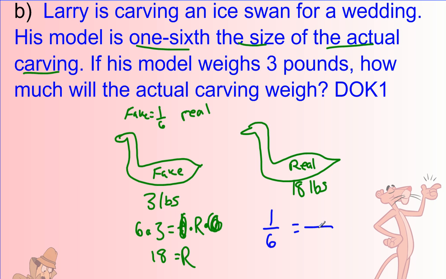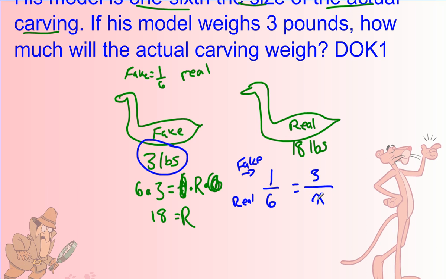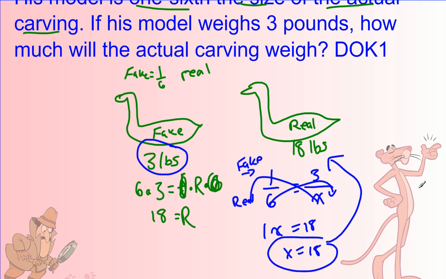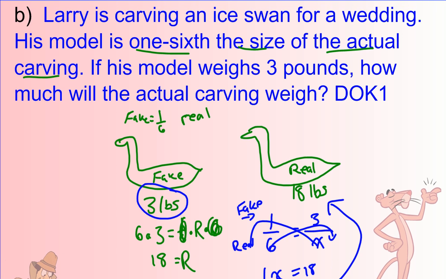And so if we take our scale factor, and this would be the fake to real, well, the fake weight of this swan is 3 pounds. The real weight, we need to figure out. And if we cross multiply this, because they are similar, 1 times x is 1x, 6 times 3 is 18, and we get x equals 18 again. So it's still 18 pounds.